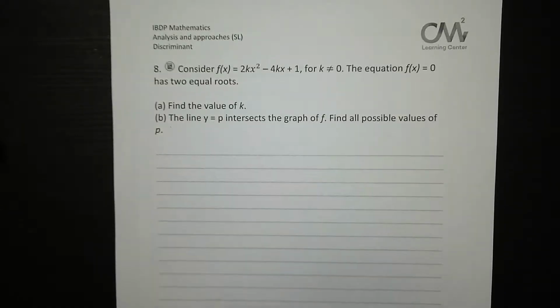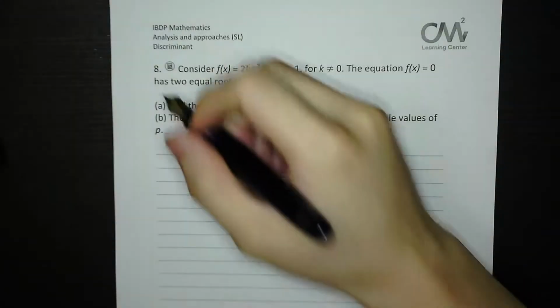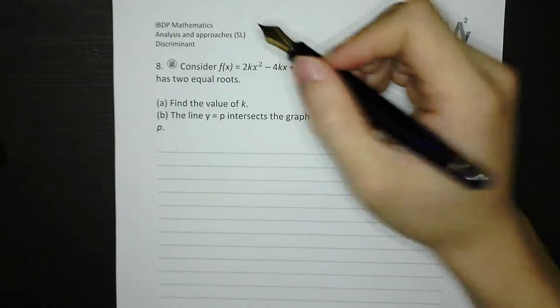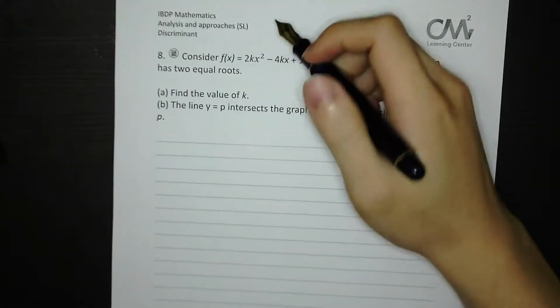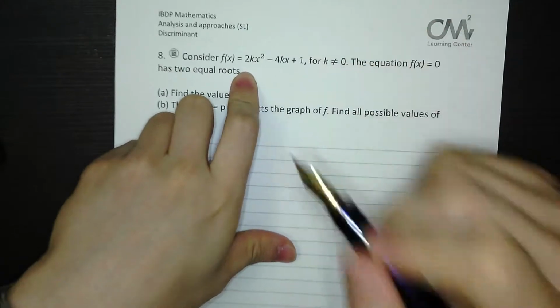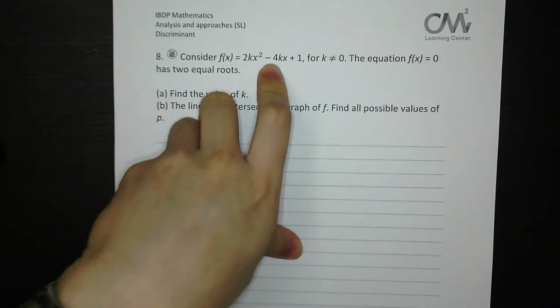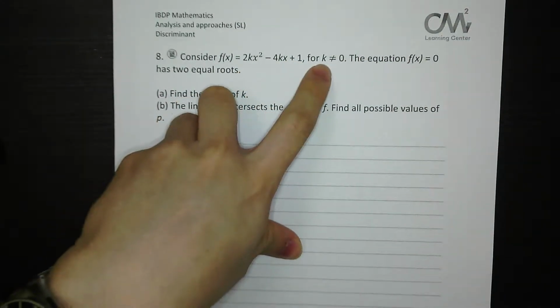In this mathematics lesson, I'm going to do one IB past paper question for mathematics SL, or Math AA SL. It's for the discriminant subtopic. That's Paper 1, calculator questions. Consider f of x equals kx squared minus 4kx plus 1, for k not equal to 0.